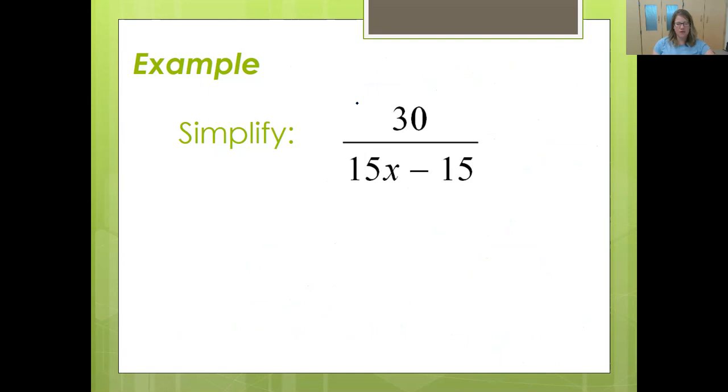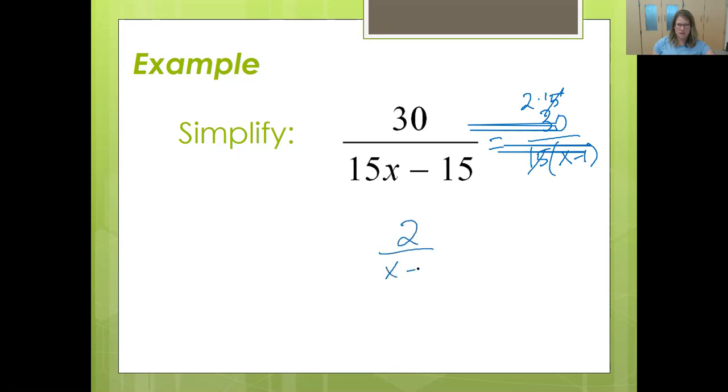So 30 over 15x minus 5. Again, don't try to cancel out half of it, right? There's a minus here. We can only cancel out something like that if everything is multiplied. So what I'm going to do instead is pull out that common factor, which is 15, which will leave x minus 1. So 30 is 2 times 15, right? So this 15 and this 15 will cancel. So I'm just left with 2 over x minus 1.